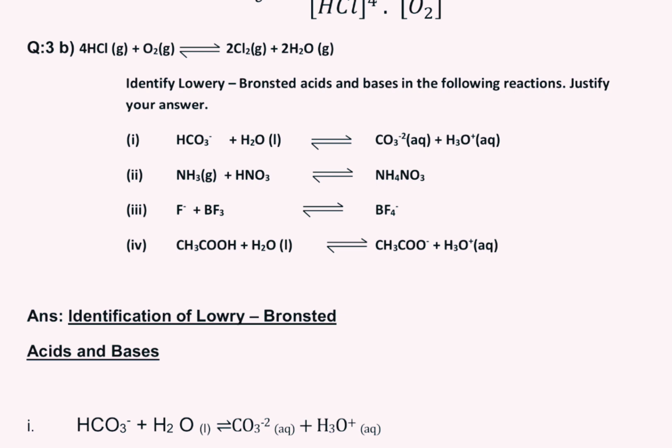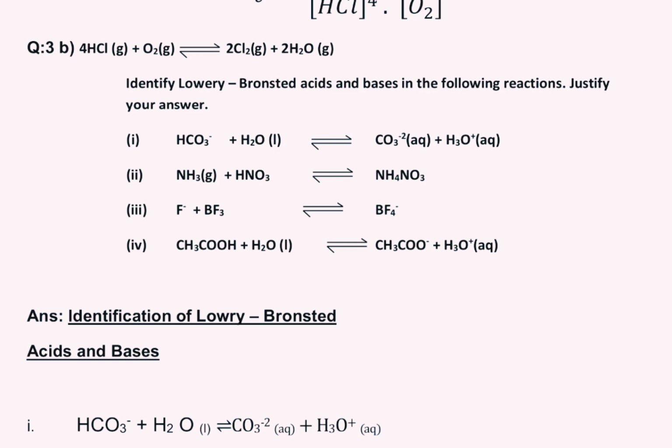The third question here is: identify Lowry-Bronsted acids and bases in the following reactions. Reactions are given to you. What you need to identify is the Lowry-Bronsted acid and base. First of all, you must know the concept behind this Lowry-Bronsted term. Acids are those which have the ability to donate a proton, and bases are those which have the ability to accept a proton. So here we have the HCO3 bicarbonate ion, and water, and it's reacting and giving you carbonate CO3 minus 2, so hydrogen is released from it.